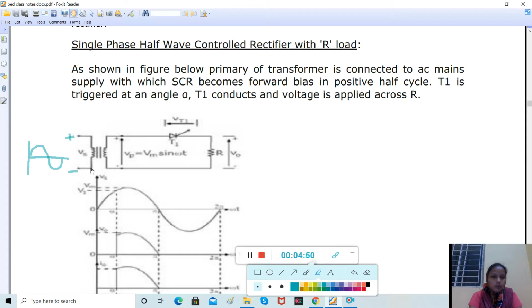When the positive half cycle is applied, this is the Vs waveform, the supply waveform. The y axis is the Vs axis, and the x axis is the omega t axis. This is the supply waveform, and this peak point is represented as Vm. When the supply is at the positive half cycle, the thyristor is in the forward bias state. Initially it is in the forward blocking state. Now the thyristor is triggered at an angle alpha.